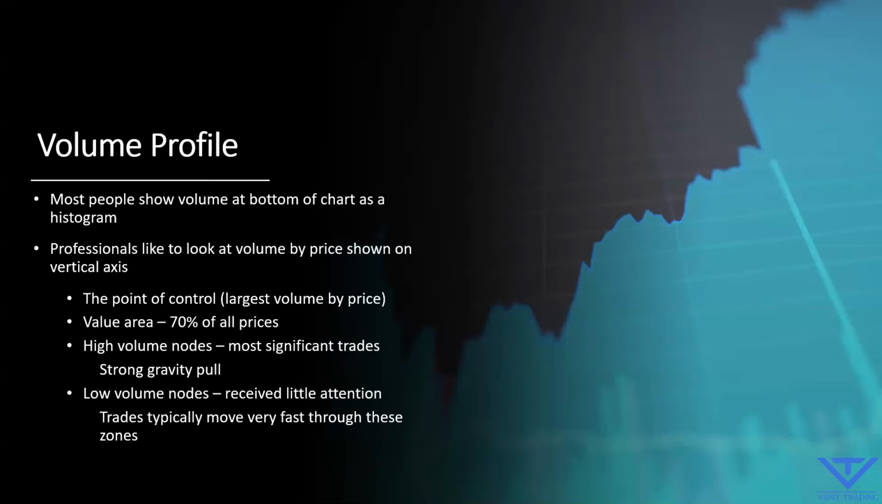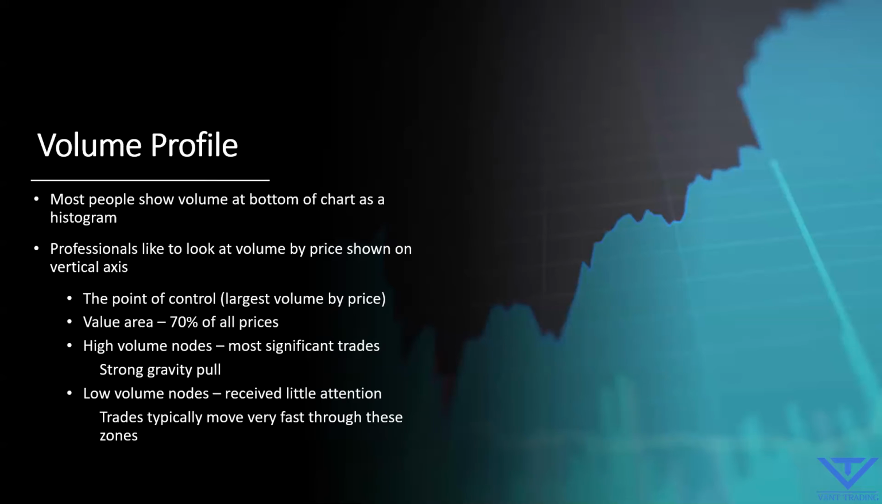Knowing your value areas is going to be very important. And we talked about this before, knowing your high volume nodes and your low volume nodes is very important. Okay, the high volume nodes are where the most significant trades have occurred. You have a strong gravitational pull to the high volume nodes. Low volume nodes are really where prices were rejected, okay? And they've received little attention. Typically, when a stock or a market is in play, you'll see price shoot through these low volume nodes pretty quickly. They don't offer much resistance because not a lot of traders have really been there.